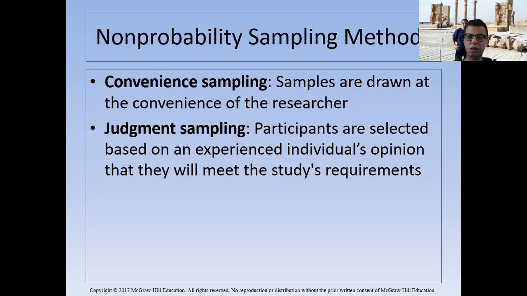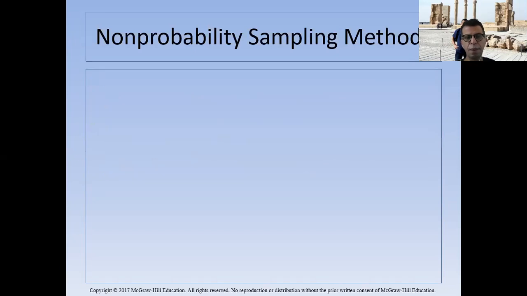Judgment is when a researcher uses judgmental thinking when looking at somebody. They think this person is middle class, so let me ask him whether he would buy a Mercedes if there were a 10% discount on the car, for example. So, non-probability.